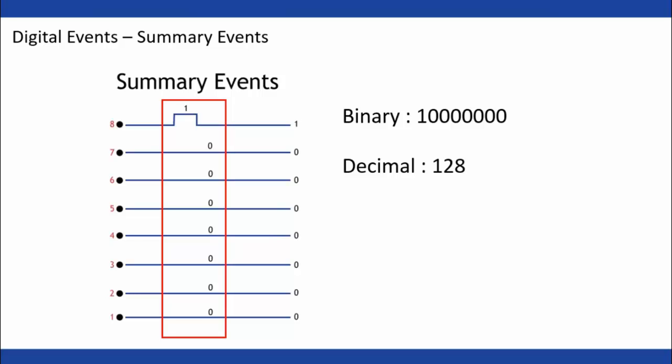If you're sending events from E-Prime or SuperLab, you're probably going to be specifying these things as the decimal representation of the number, 128. But behind the scenes, this is what's going on at the digital port, and this is how BioLab is interpreting it.